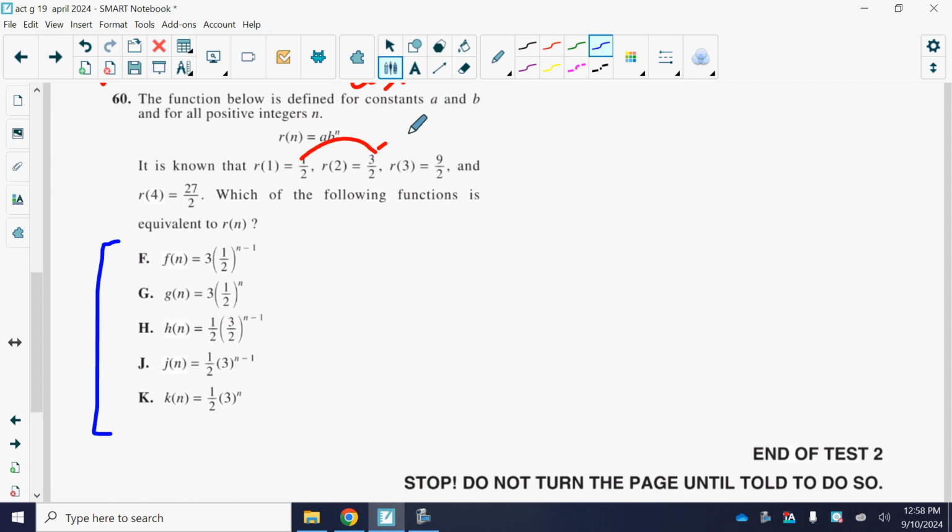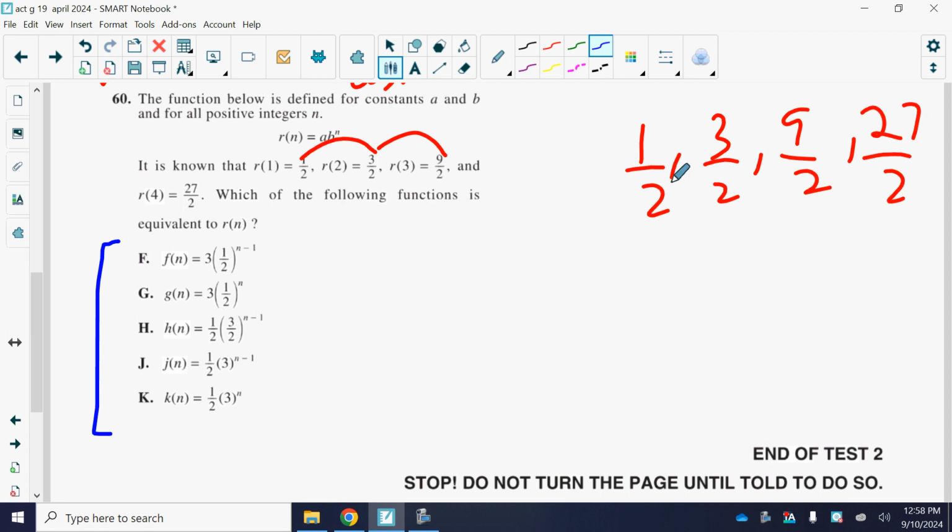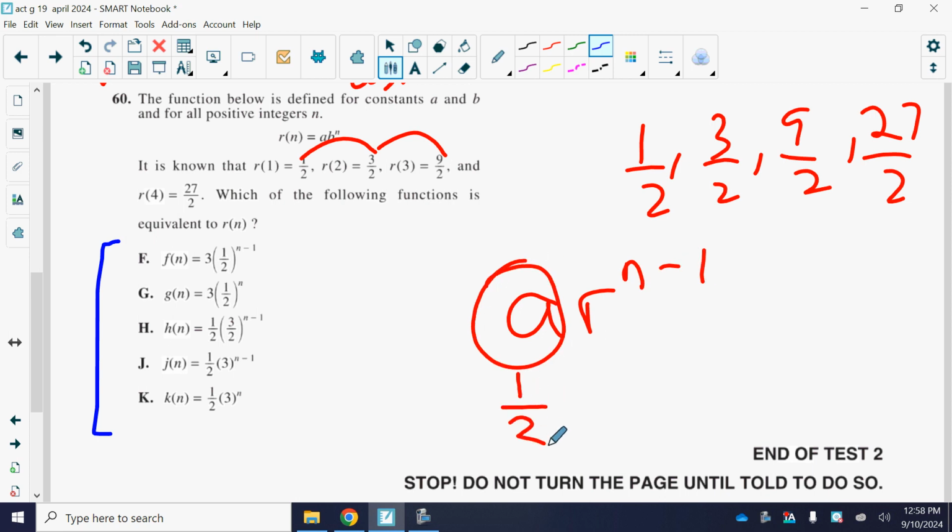And who knows their formulas for a geometric progression? Why is it geometric? Each one is 3 times more than the one before. So what's the formula? AR to the n minus 1. Who's A? The first term is a half right here. Who's R? 3 to the n minus 1.